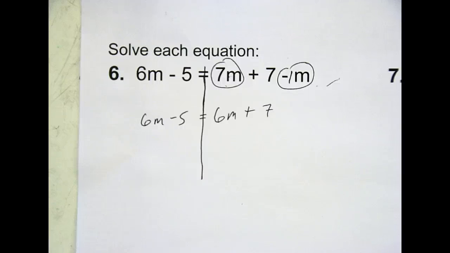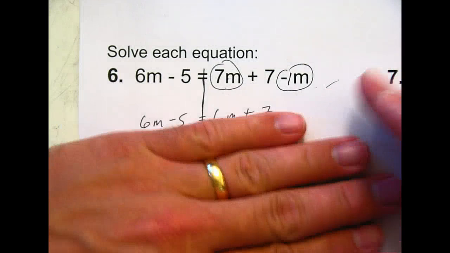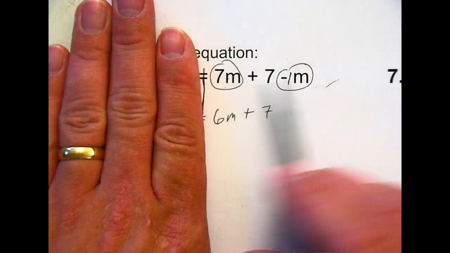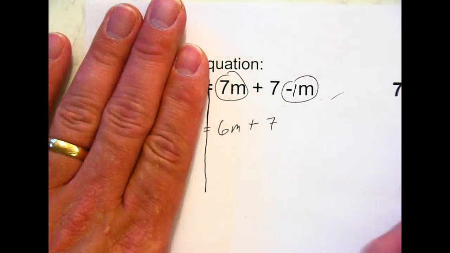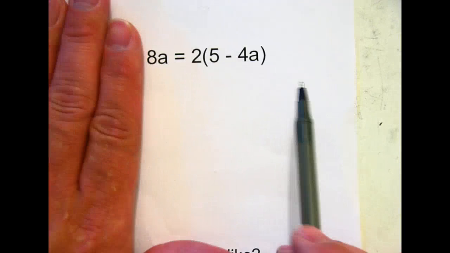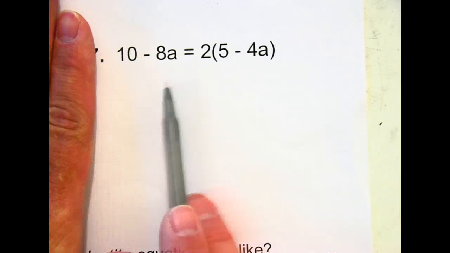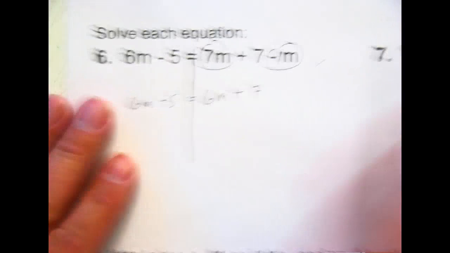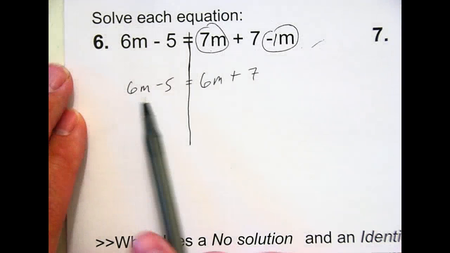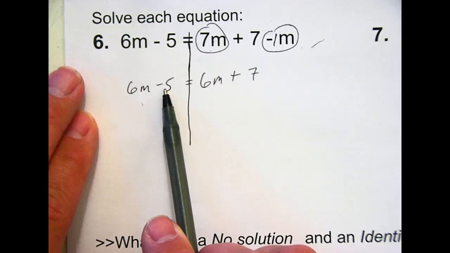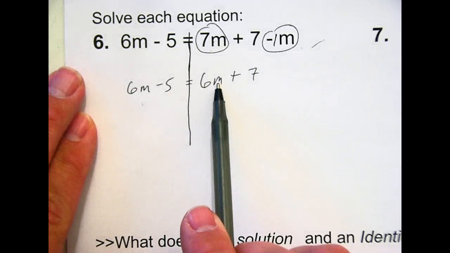The whole reason we went through combining like terms is so that when we get to a problem like this, we can simplify each side first. The reason we do distributive properties is so when we do this problem later, we can simplify each side first. That's the point of those skills. So when we look at this, if I have 6 of something and I subtract 5, can that equal 6 of that same something plus 7?